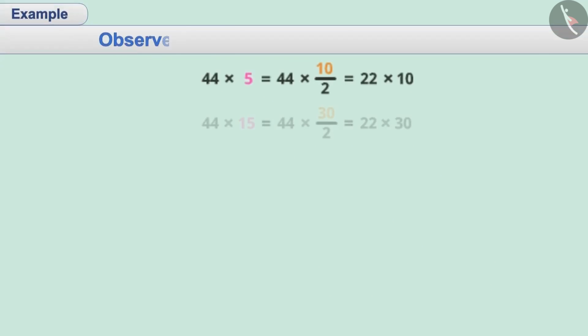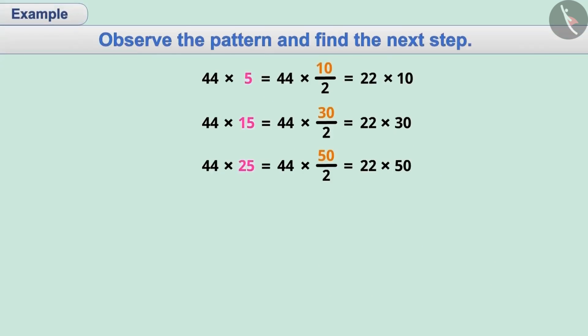Next example, observe the below pattern and find the next step. Let's understand the first step. Here 5 is expressed as 10 by 2. That is, it is expressed in the form of a fraction whose value is 5. Then 44 is divided by 2 and the quotient is multiplied by 10. We followed a similar pattern for the multiplication of 15 and 25.